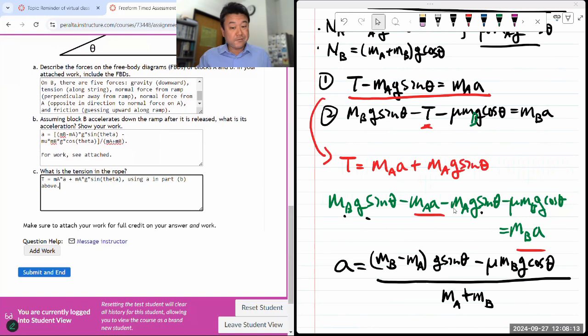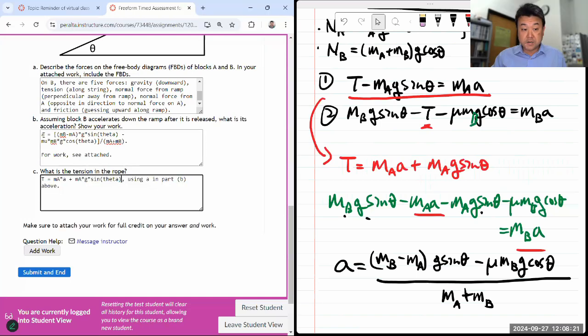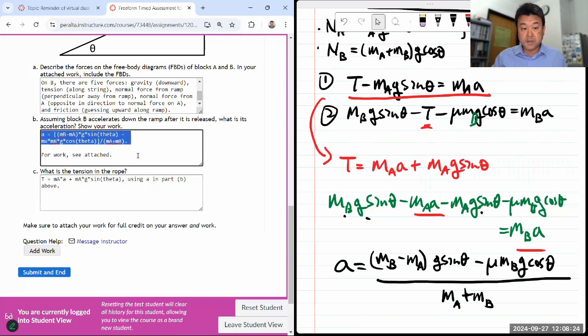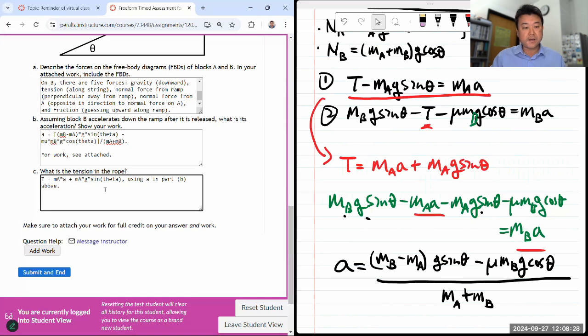So, I do have time to plug this in and get an expression. But if you are out of time and you just express things this way, that's acceptable. Because here this A is a known quantity. And you can just reference that known quantity here. That's fine.